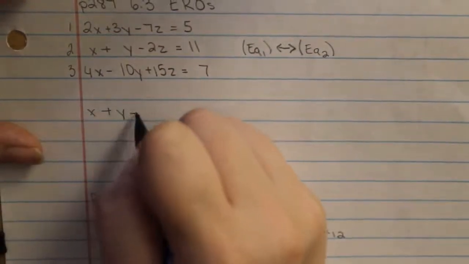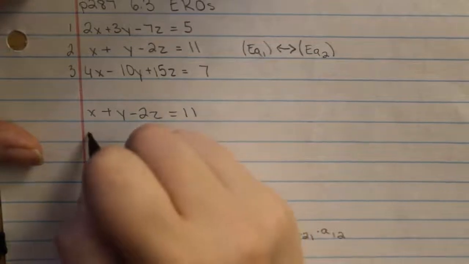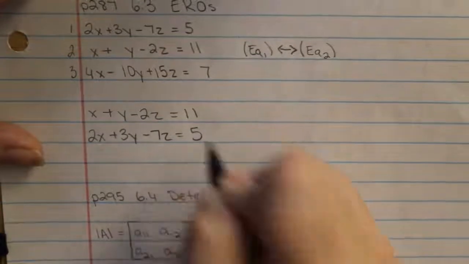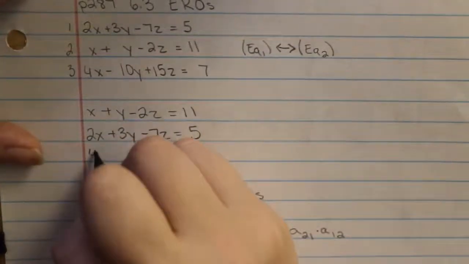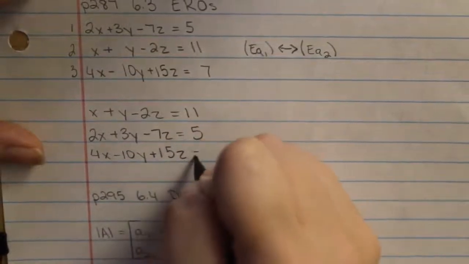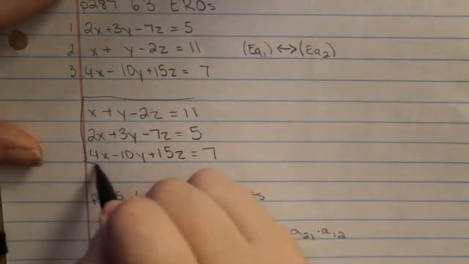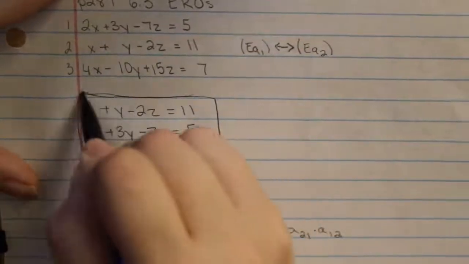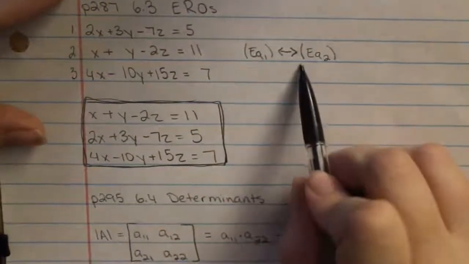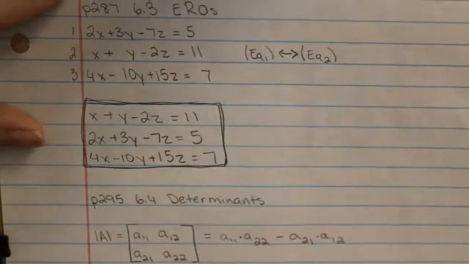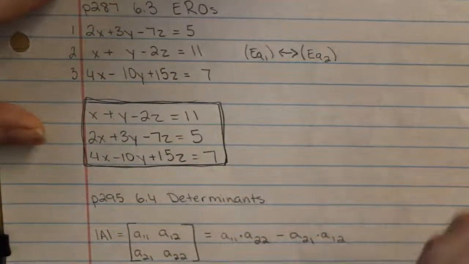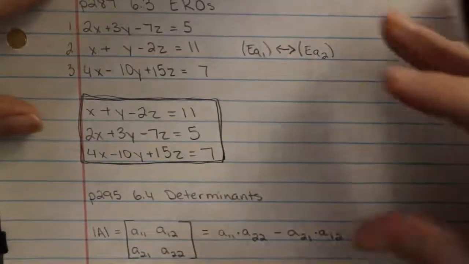x plus y minus 2z equals 11. 2x plus 3y minus 7z equals 5. It doesn't want me to do anything with number 3, so I'm going to leave it. And there I have my final answer for my ERO. So really for this, all you are doing is what it tells you to do. It tells you to switch them, switch them. Be done with it. Don't try to solve the equation unless it specifically says solve for, which it's not going to on your test.